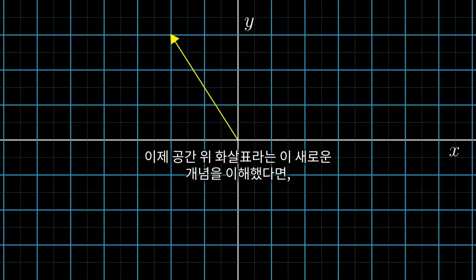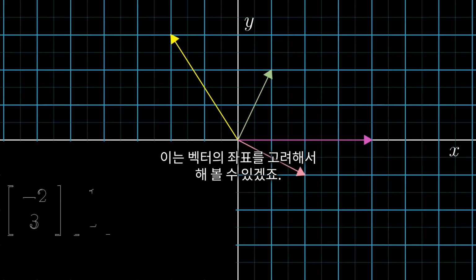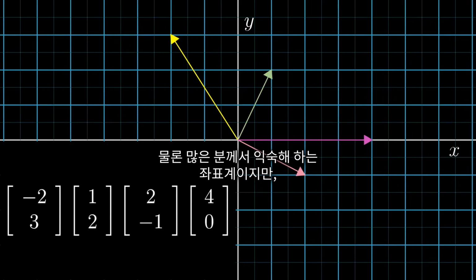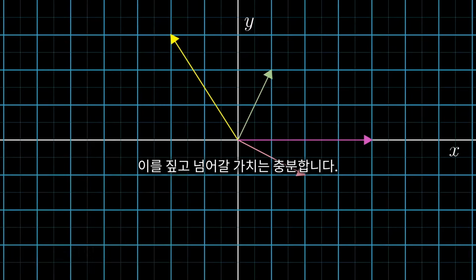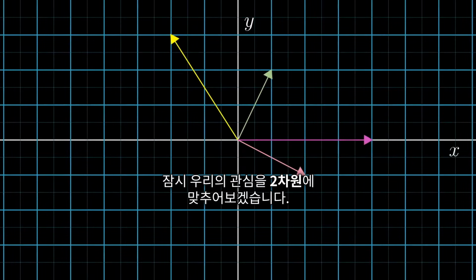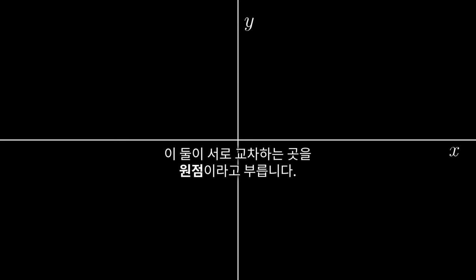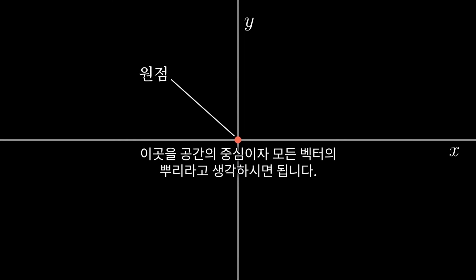Then, once you understand a new concept in the context of arrows in space, we'll translate it over to the list of numbers point of view, which we can do by considering the coordinates of the vector. Now, while I'm sure that many of you are already familiar with this coordinate system, it's worth walking through explicitly, since this is where all of the important back and forth happens between the two perspectives of linear algebra. Focusing our attention on two dimensions for the moment, you have a horizontal line, called the x-axis, and a vertical line, called the y-axis. The place where they intersect is called the origin, which you should think of as the center of space and the root of all vectors.